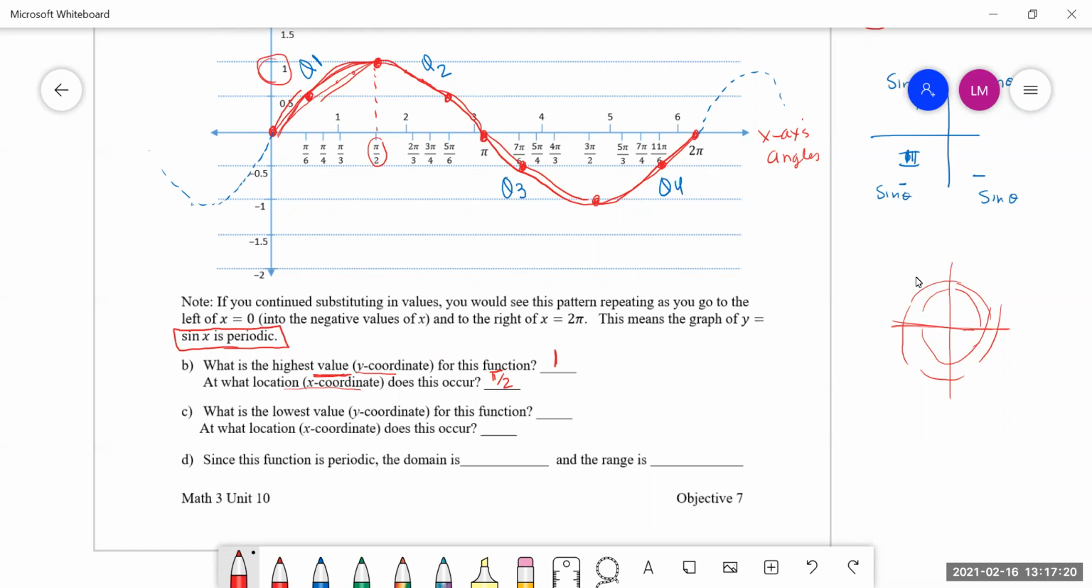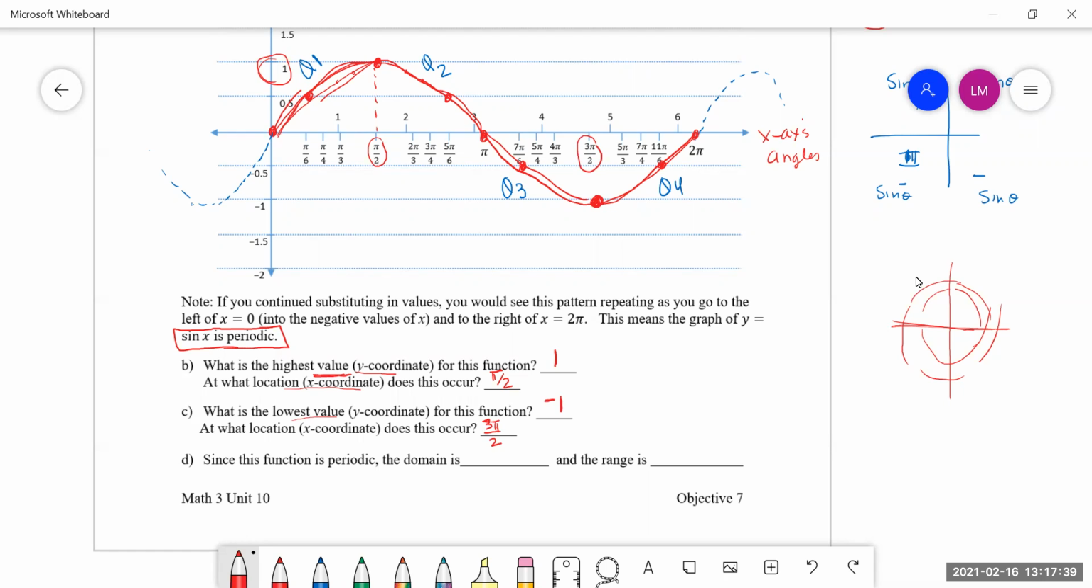And then what is the lowest value? Well, the lowest value we hit right here was -1. And where did that happen? It happened at 3/2 of π. So 3π/2, 3/2 was our lowest value.